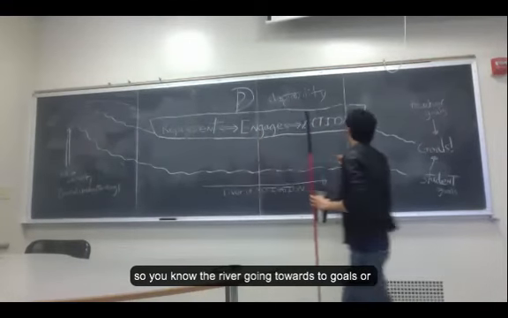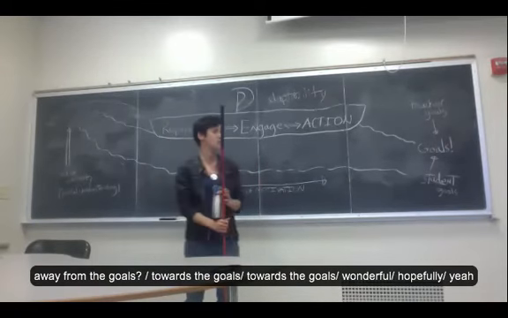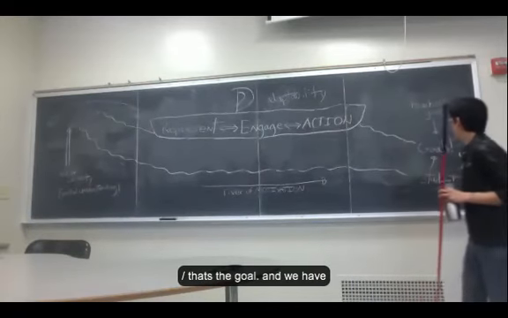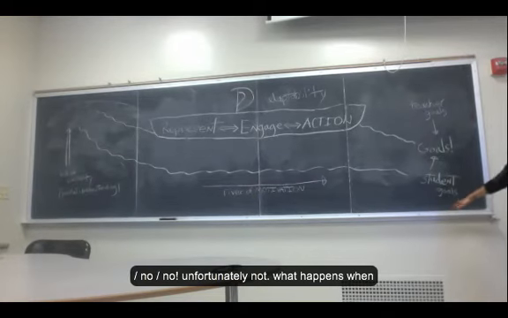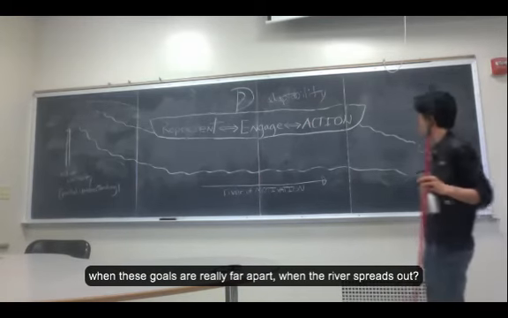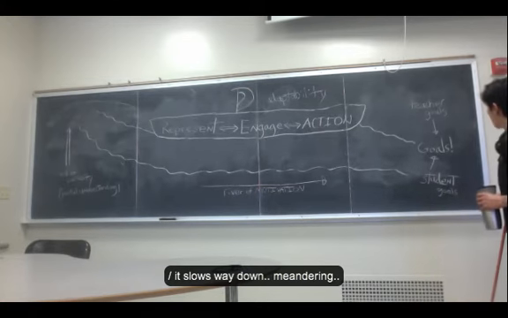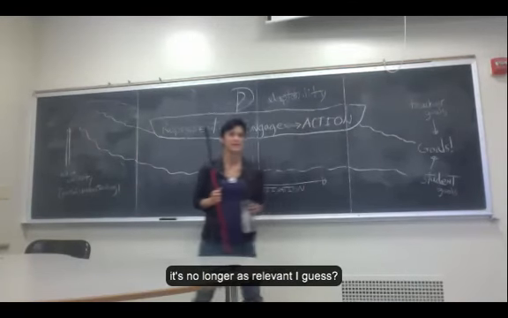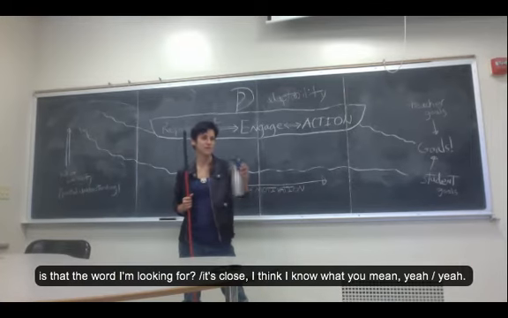And so the river is going towards the goals, away from the goals? Towards the goals. Wonderful. Hopefully, that's the goal. And we have teachers' goals and we have students' goals, right? Are those goals always the same? No, unfortunately not. What happens when these goals are far apart, when the river spreads out? You get slowed way down, meandering. And the curiosity is no longer as relevant, I guess. Is that the word I'm looking for? It's close. I think I know what you mean.